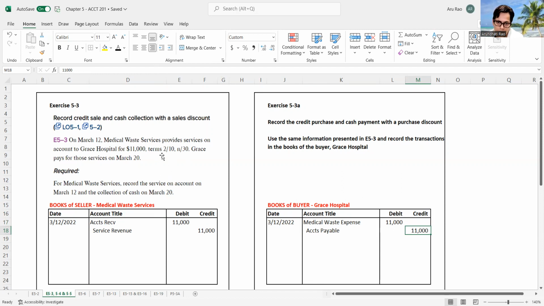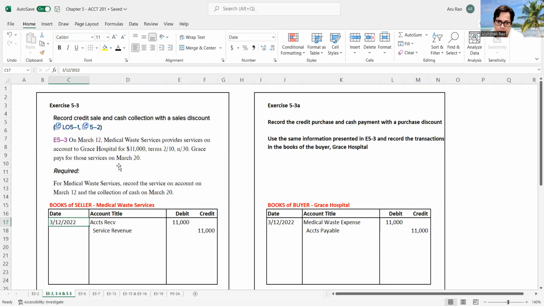Now let's look at the terms. 2/10, net 30. What this means is the seller is telling the buyer, I will give you a 2% discount on the invoice price, that's $11,000, if you pay me within the next 10 days. Otherwise, the full amount has to be paid within 30 days. So 2% discount on $11,000, 10 days. You start counting from the day after the invoice. So here the invoice date is March 12th, so you start counting from March 13th. Count 1, 2, 3, 4, 5, 6, 7, 8, 9, 10. You have 10 days to make that payment.